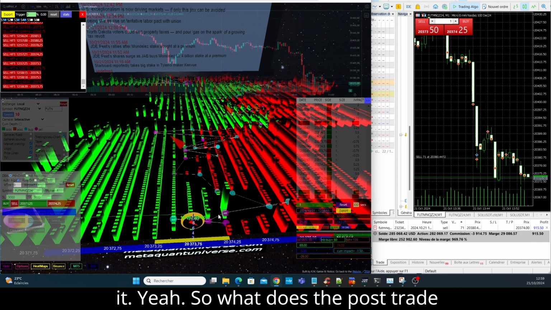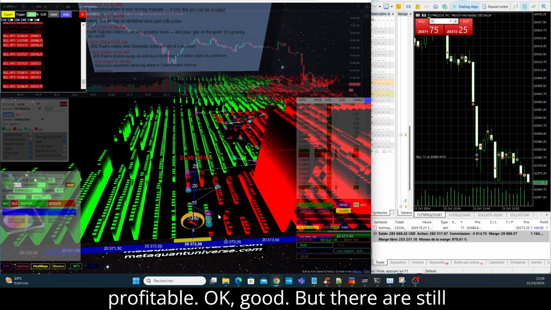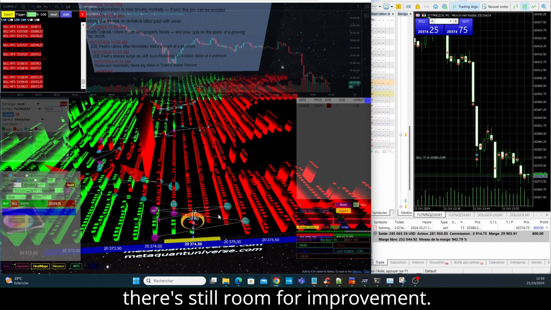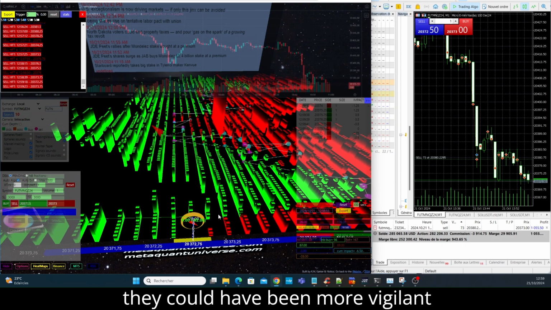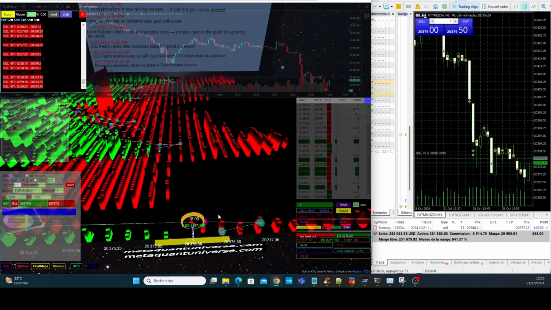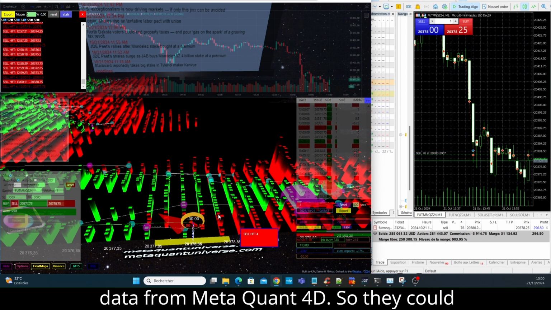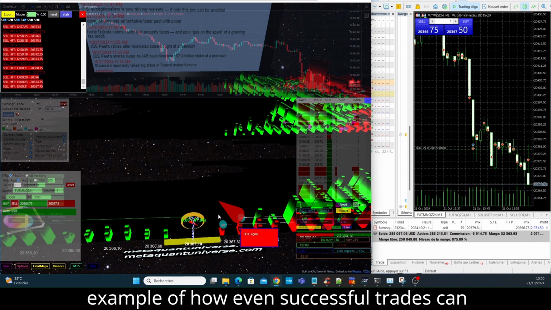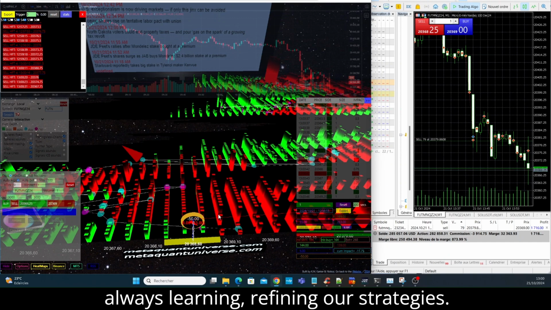So what does the post-trade analysis reveal in this case? Well, the trade actually turns out to be profitable. But there are still lessons to be learned. Even when we win, there's still room for improvement. What kind of lessons did the trader learn? They realized that they could have been more vigilant in monitoring market conditions and potentially adjusted their stop-loss order based on the real-time data from MetaQuant 4D, so they could have squeezed out even more profit. That's a great example of how even successful trades can teach us something new. We're always learning, refining our strategies.